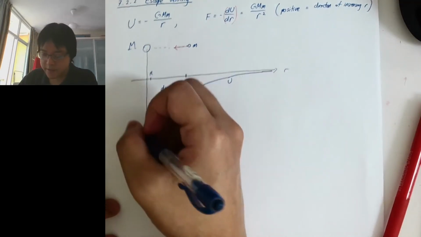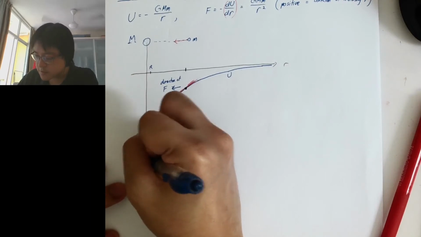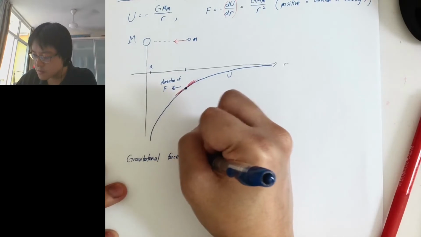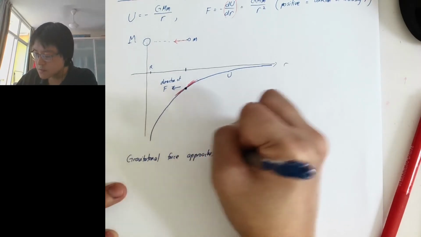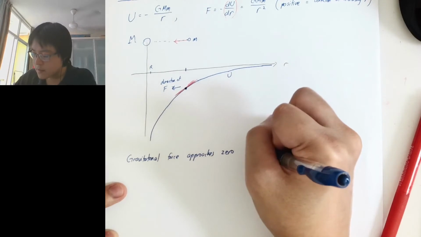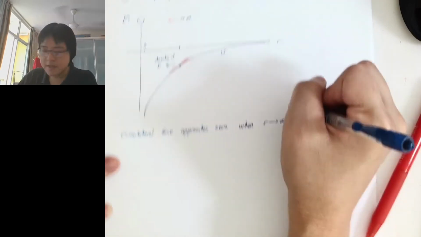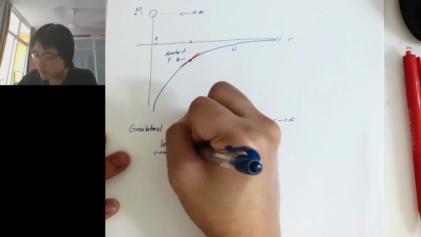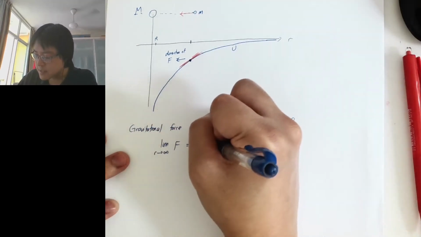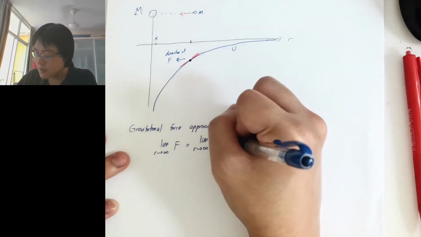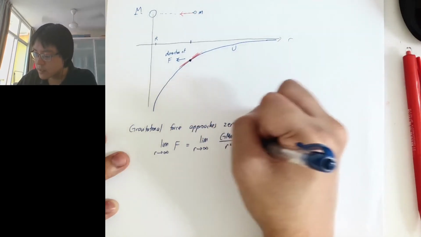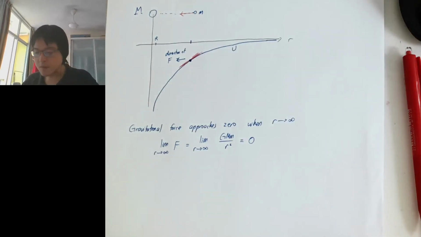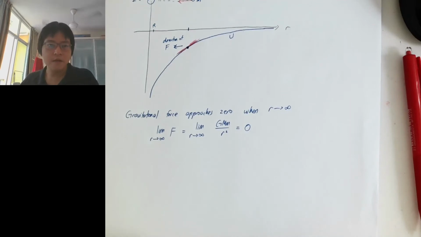Let me write this again. Gravitational force approaches 0 when r goes to infinity. The reason is that we take the limit as r goes to infinity of my gravitational force, which is the same as taking the limit as r goes to infinity of GMm over r squared. And when r goes to infinity, this goes to 0.